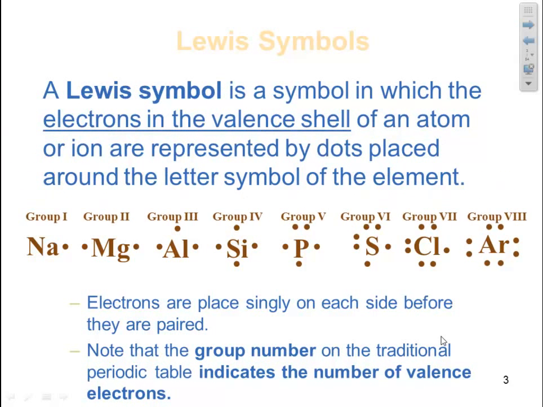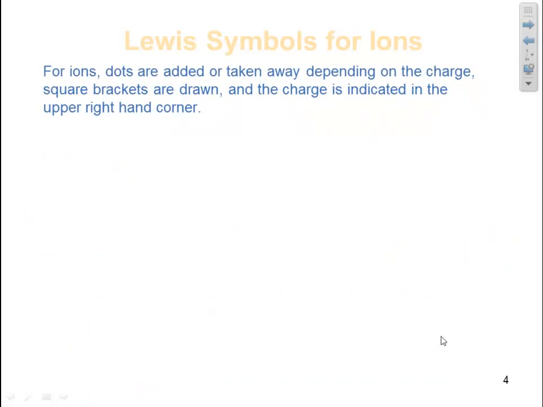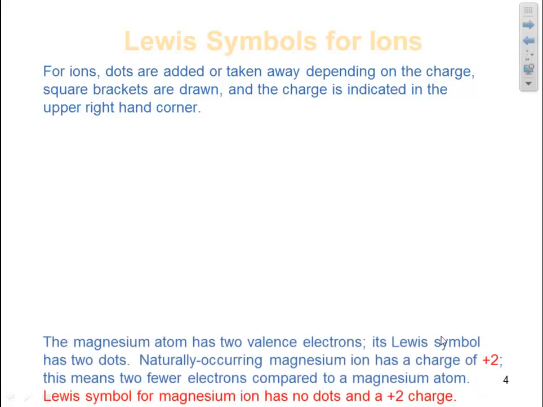Note that the group number on the traditional periodic table indicates the number of valence electrons. Group 1 has 1 valence electron, group 2 has 2, group 3 has 3, group 4 has 4, group 5 has 5, etc. For ions, dots are added or taken away depending on the charge. Square brackets are drawn, and the charge is indicated in the upper right-hand corner.